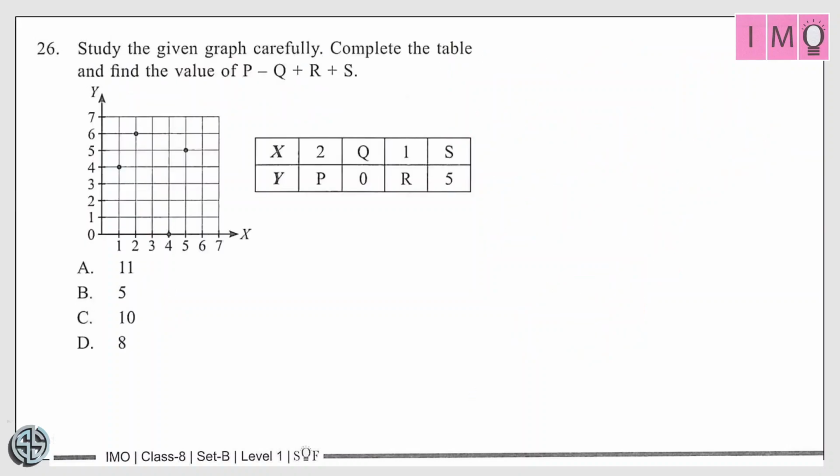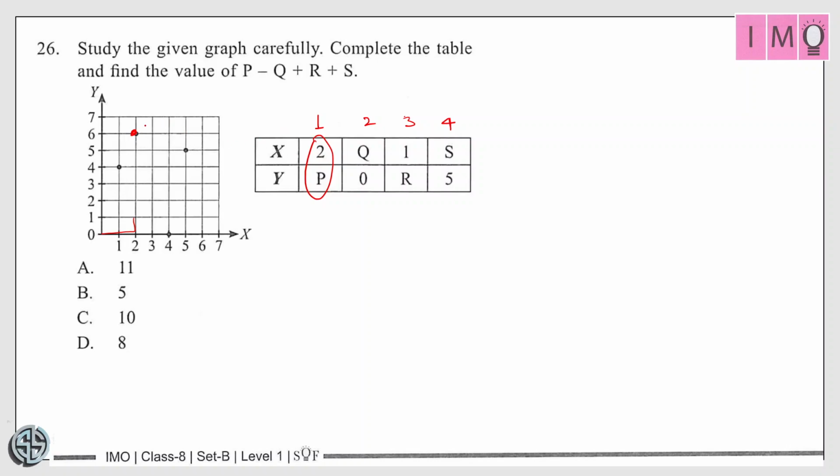Let's move further and solve this question. Here it is a Cartesian plane. You have been asked to tell the value of P, Q, R, S. Some of the coordinates have been given. For the first coordinate, the x is 2 and y is p. So you have to move 2 in x and y is p. So definitely that point is the first point. This is the first point, this is the second one, the third one, and this is the fourth one.